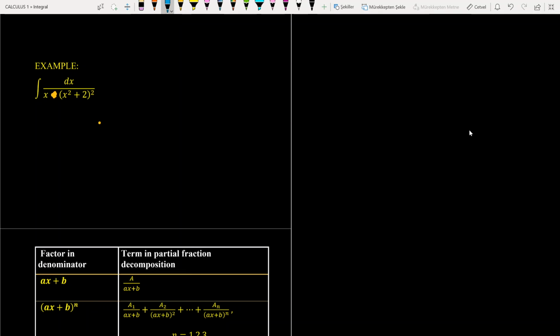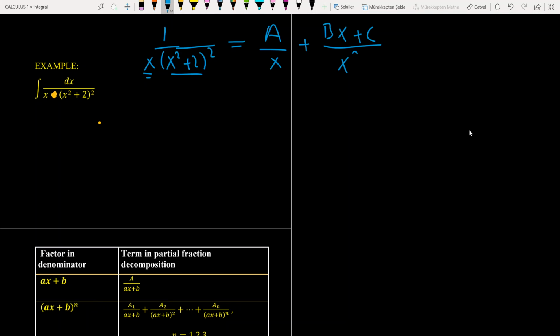We write the related decomposition equality, which is 1 over x squared plus 2 squared is equal to, since you have x as a multiplication, a over x. Since you have x squared plus 2, you should have bx plus c divided by x squared plus 2. Since the power of this expression is 2, dx plus e divided by x squared plus 2 squared.